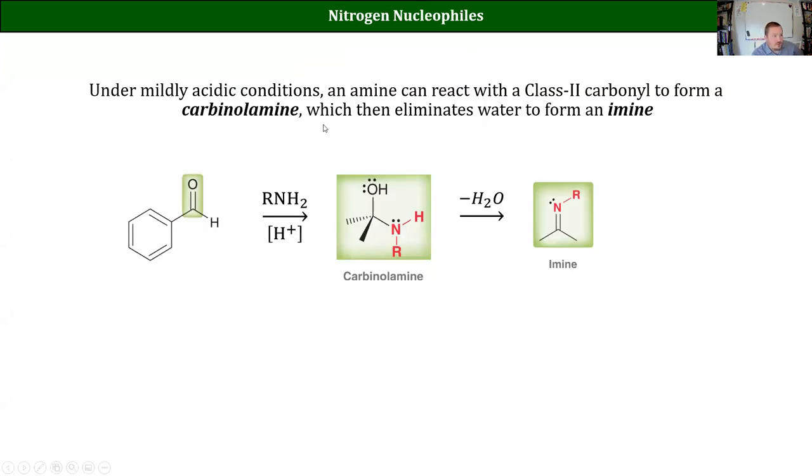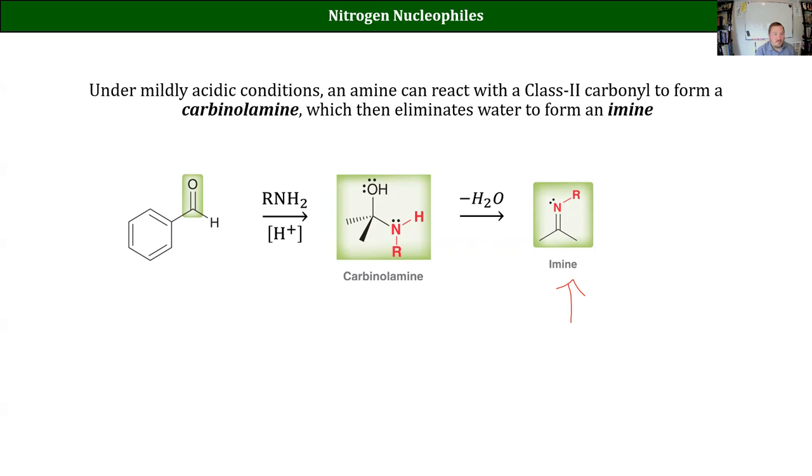If we use a nitrogen as our nucleophile instead of an oxygen, we wind up making slightly different classes of molecules. For instance, if you have an amine reacting with a class two carbonyl, we wind up making this alcohol with an amine attached to it, which we call a carbinolamine, which is not very stable on its own. This is kind of similar, though, to making a hemiacetal and then an acetal. And it's similar in terms of what the net reaction is, too. It's a dehydration reaction where you're going to replace a carbonyl oxygen with a nitrogen. The difference is that because the nitrogen can form a double bond, can form a pi bond with what was the carbonyl carbon and still have an R group attached, you wind up with this imine being a stable intermediate. And not even just an intermediate, you wind up with the imine being a stable molecule.